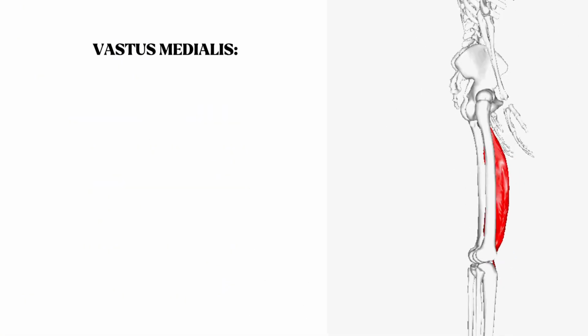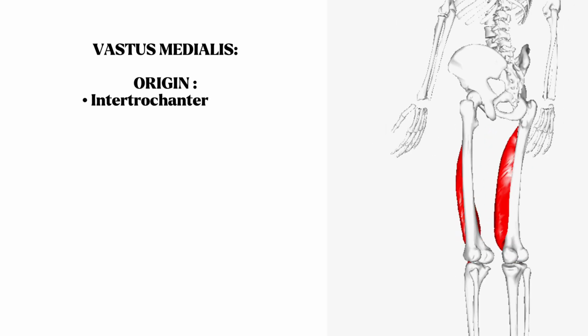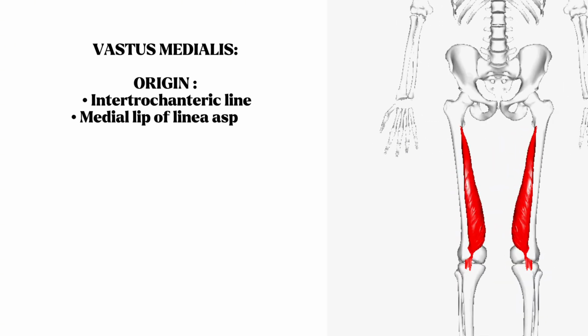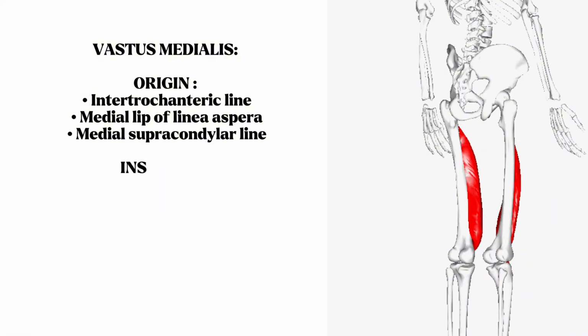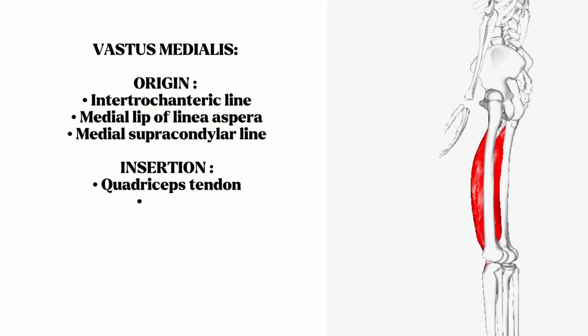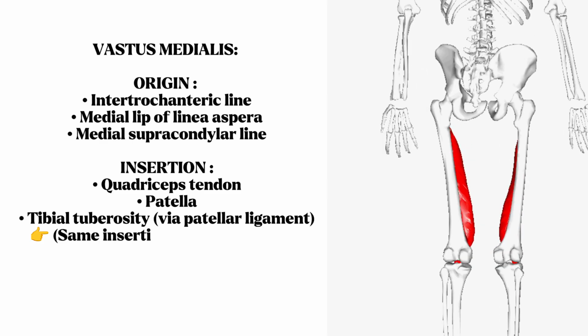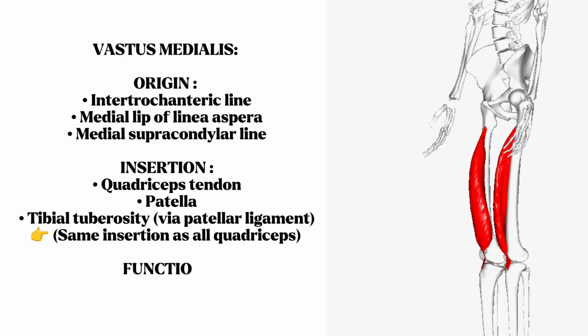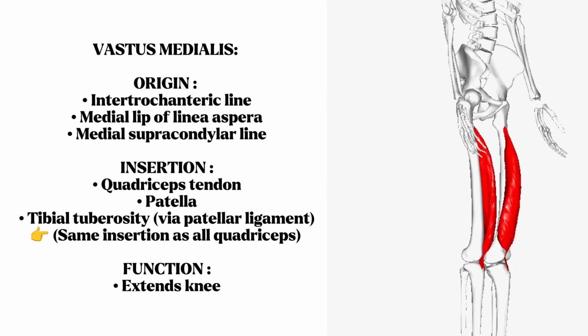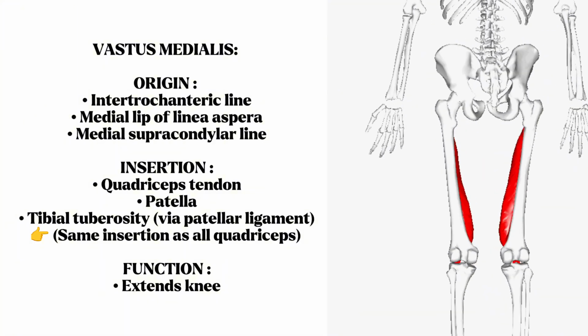Now we have vastus medialis muscle. So it originates from medial side of femur, from medial side of intertrochanteric line, medial lip of linea aspera, and medial supracondylar line. And you know about its insertion that all quadriceps insert on tibial tuberosity. This muscle, like the others, extends the leg at knee joint.